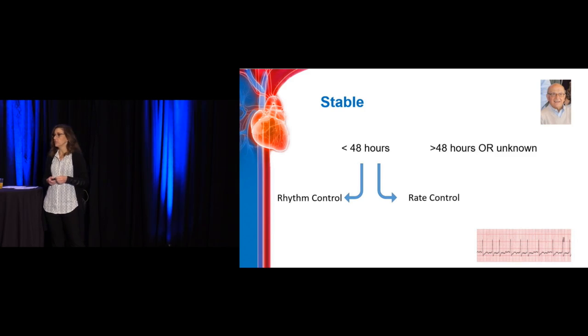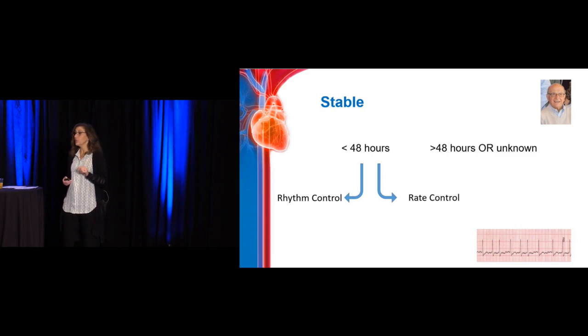If you've had symptoms for more than 48 hours, or more specifically, if the patient is not certain that they've had their symptoms for fewer than 48 hours, you have to go with rate control. And that is, again, because we know beyond 48 hours of irregular atrial contraction, you're at risk for developing a thrombus and then having a stroke.